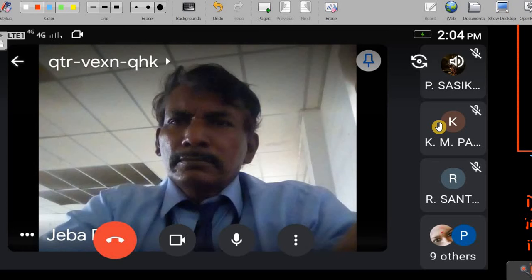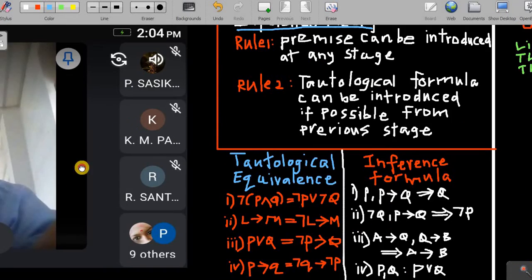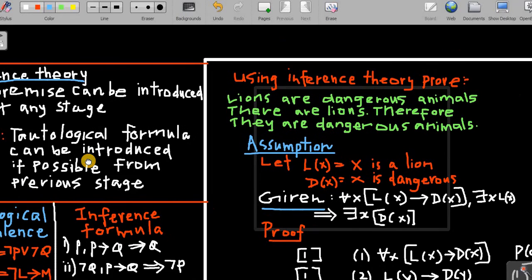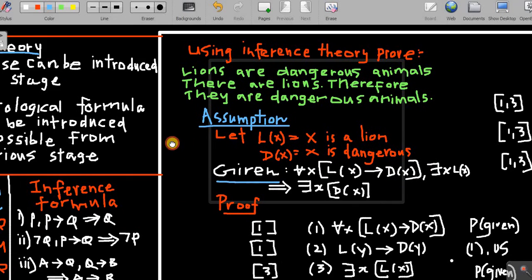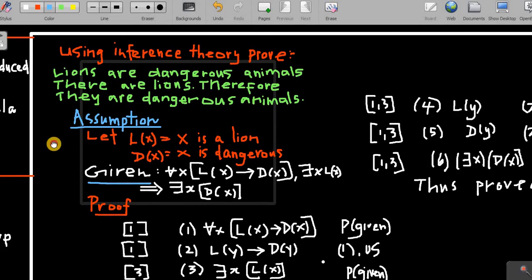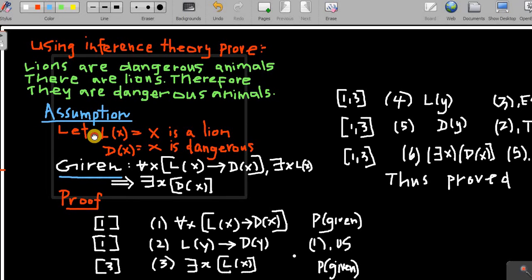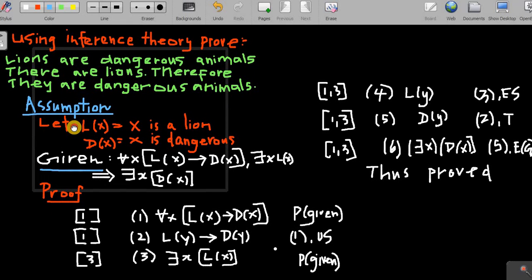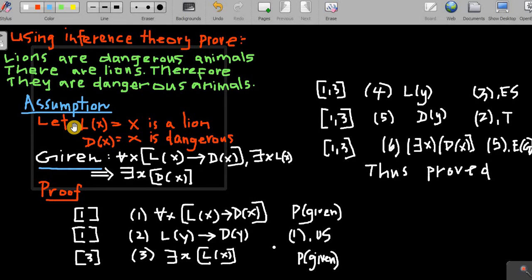So these rules we have to use here. So we will start proving that. What we have to prove? Lions are dangerous animals. There are lions. There are dangerous animals. That's our aim to prove here. But you must remember that these are English-like, but never equal to logic. Anyhow, to understand the concept, we must take such an understanding. Otherwise, we cannot make a concrete theory on that. That's why we are taking this.